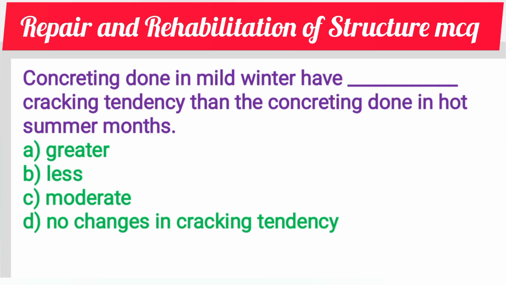Next question, concreting done in mild winter have dash cracking tendency than the concreting done in hot summer months. Option A, greater, option B, less, option C, moderate, option D, no change in cracking tendency. So the correct answer is option B, less. So cracking tendency is very less due to winter because the expansion and contraction is minimum. So that's why the cracking tendency in the mild winter is less than that of the concreting in hot summer months.